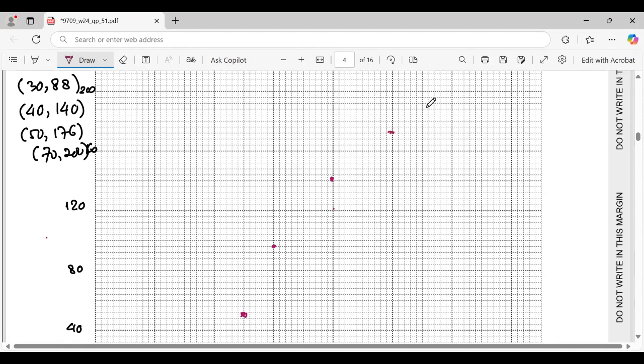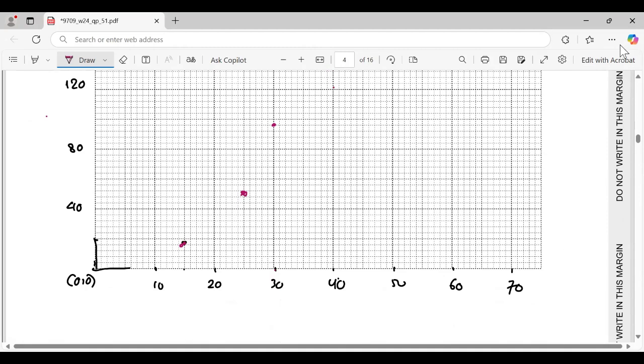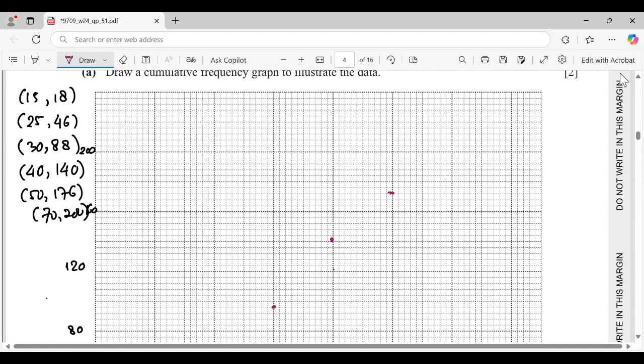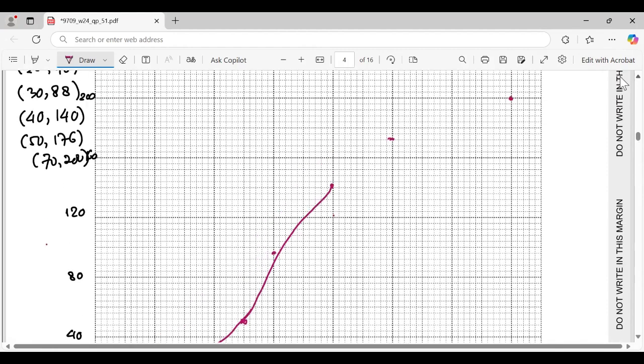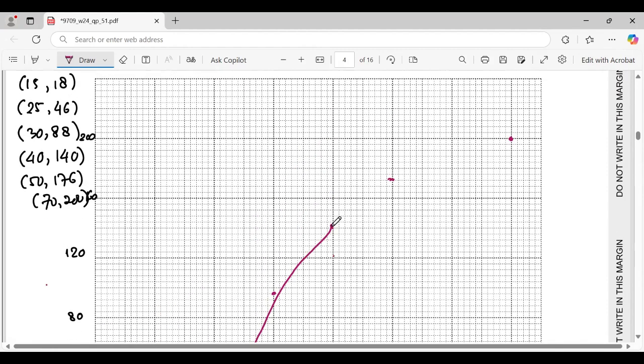And then 70 and 200, here. So that we create the graph. You can create your own graph.